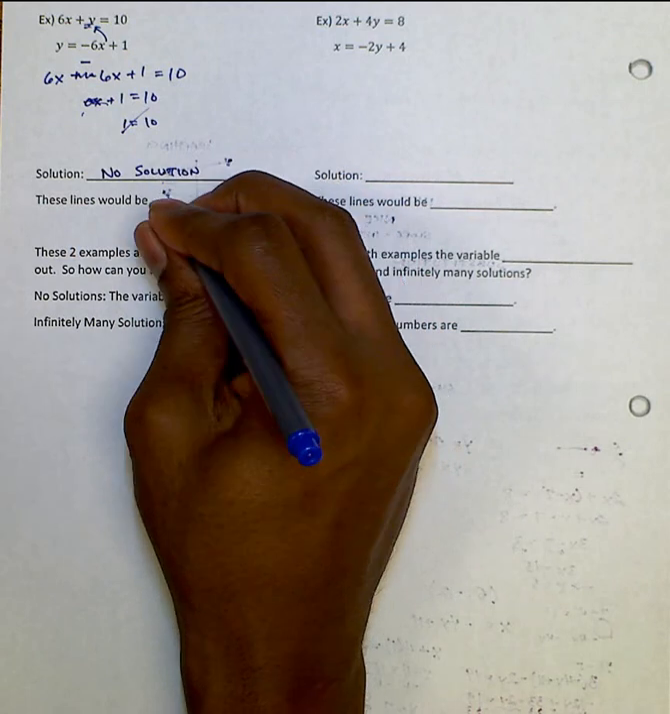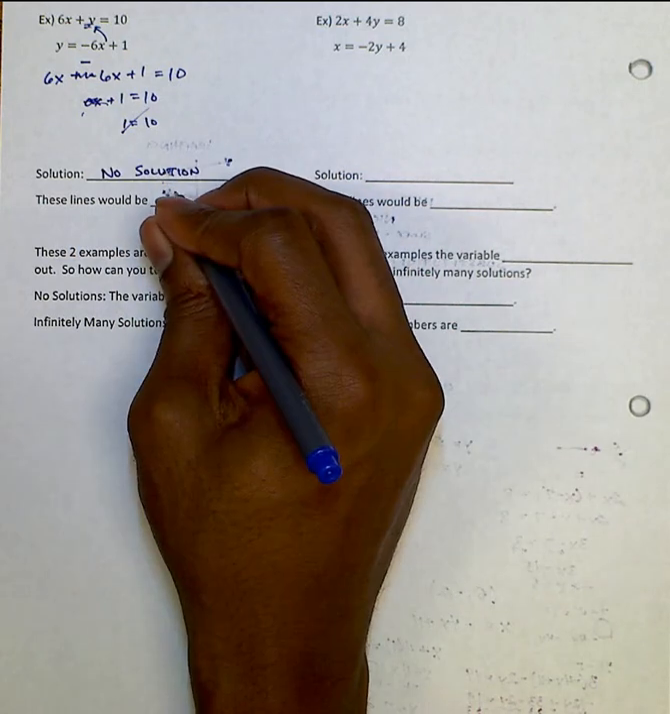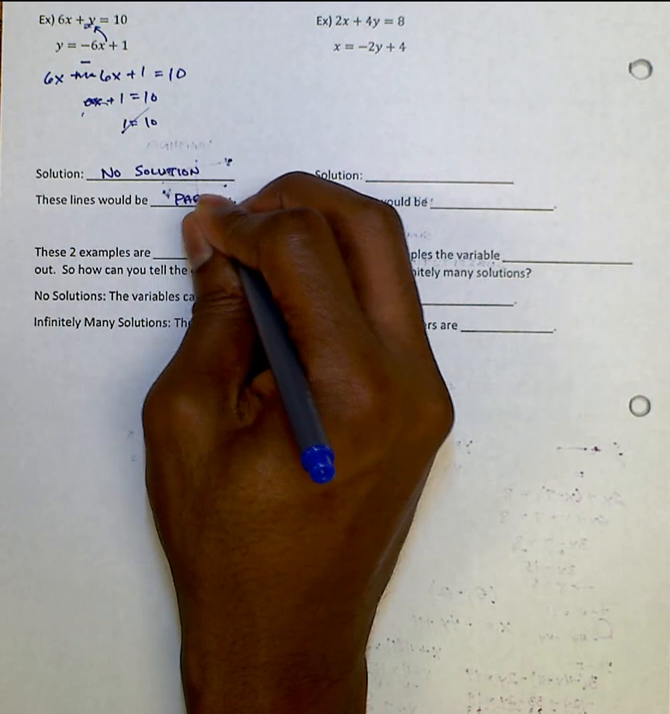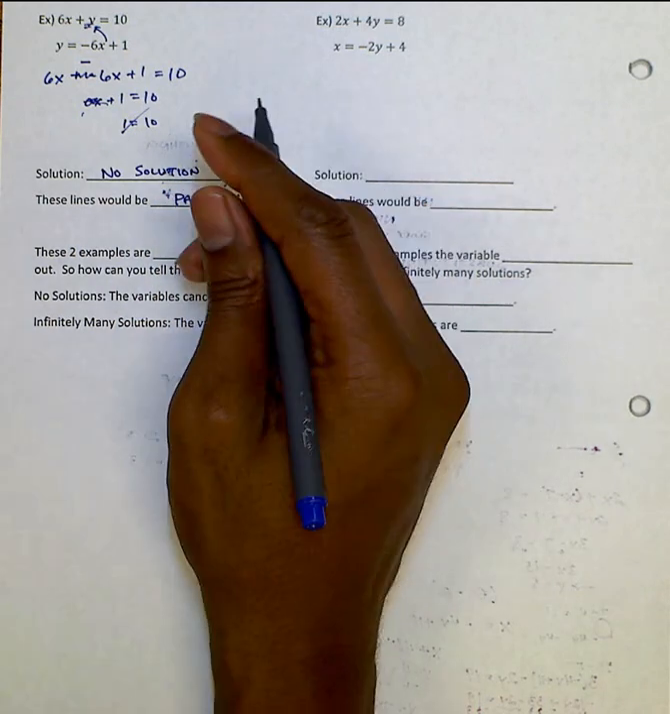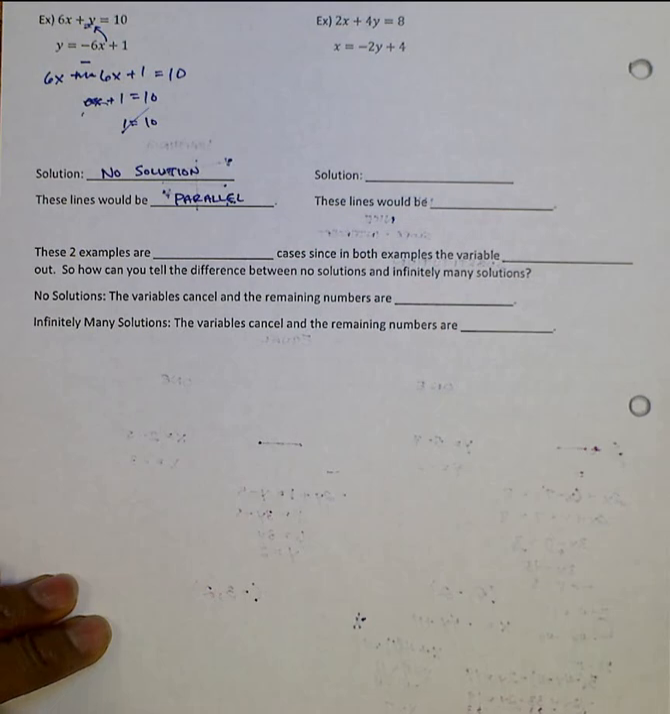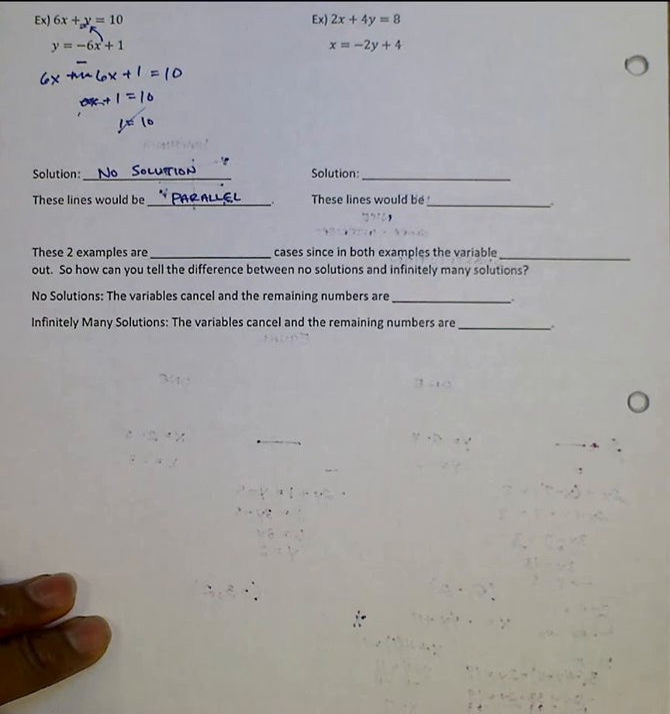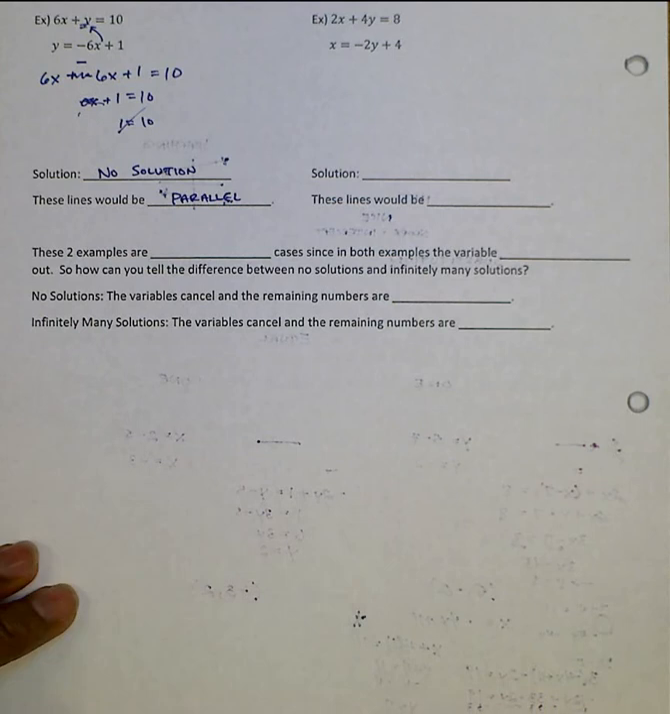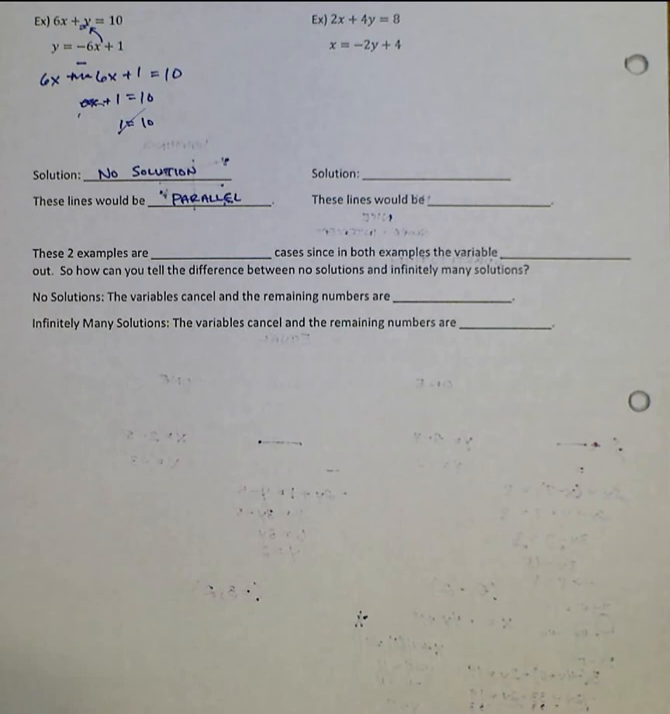Okay, and just like when we were graphing, when we had no solution, we knew that our lines were parallel. Okay, again, this is just a different way to see the same type of problem that we did with graphing. Okay, our lines would be parallel here, there's no solution. Okay, let's look at the second example.